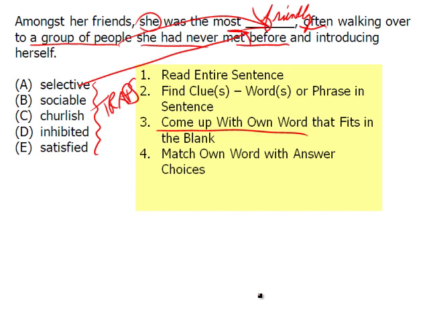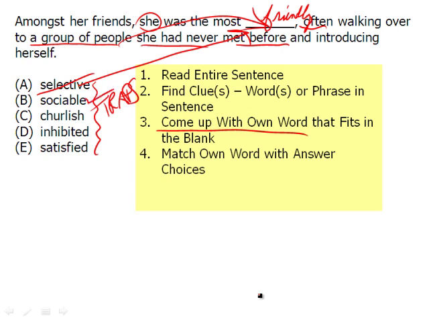and then you match that word with the answer choices. So let's start with A. Selective. If you're friendly, by definition, are you selective? No. If you're friendly, if you're outgoing, are you sociable? Yes, those words are synonyms. And there we have an answer.